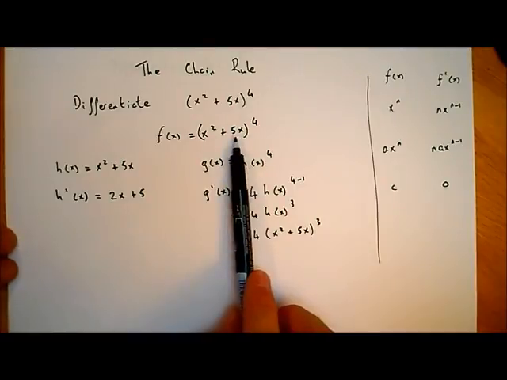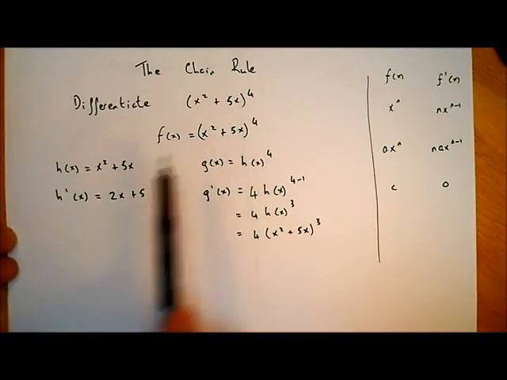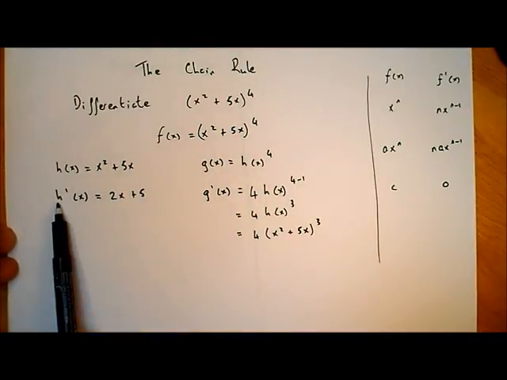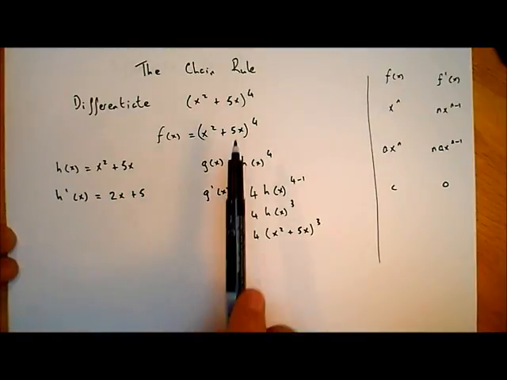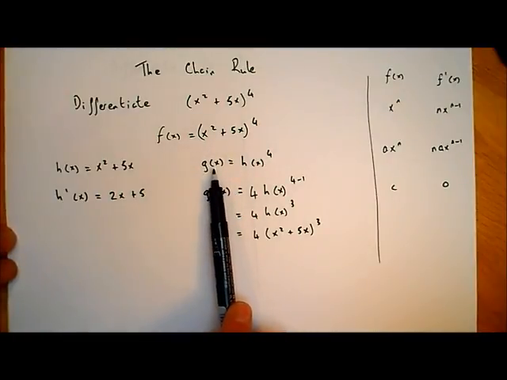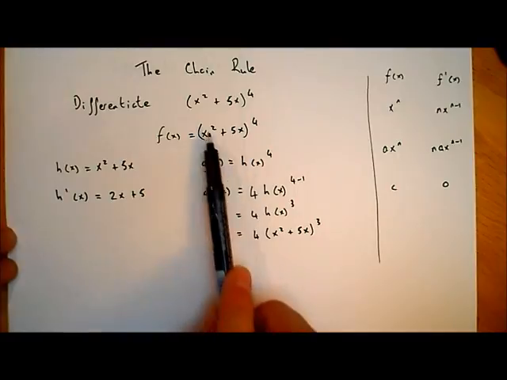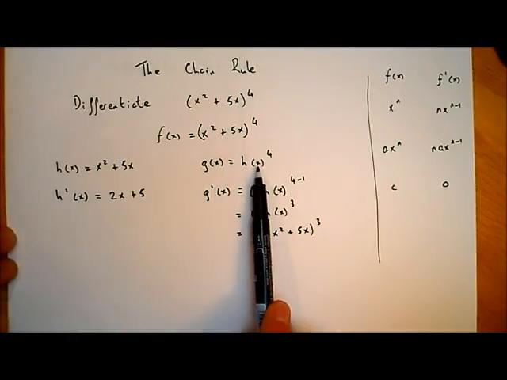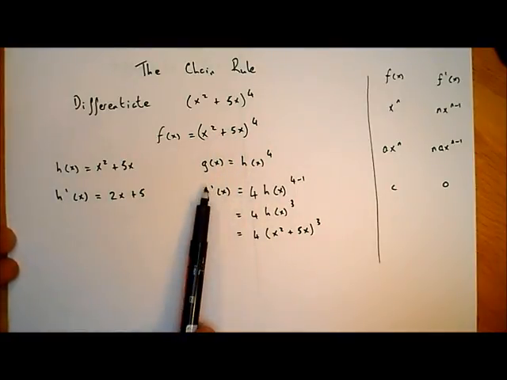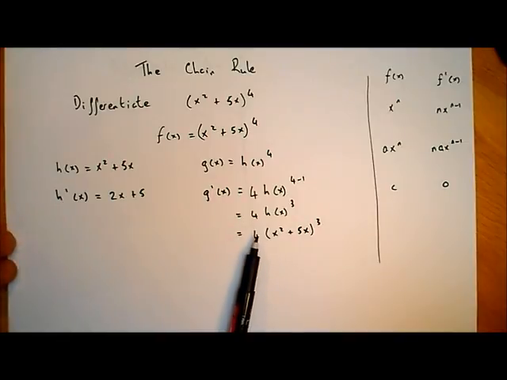The first function is the bit that's inside the brackets, x squared plus 5x. So I said h of x is that, and I was able to find h dash of x. I said the second function, which I call g of x, is all of that raised to the power of 4. So it's h of x raised to the power of 4, and I was able to differentiate that to get 4 times h of x cubed.